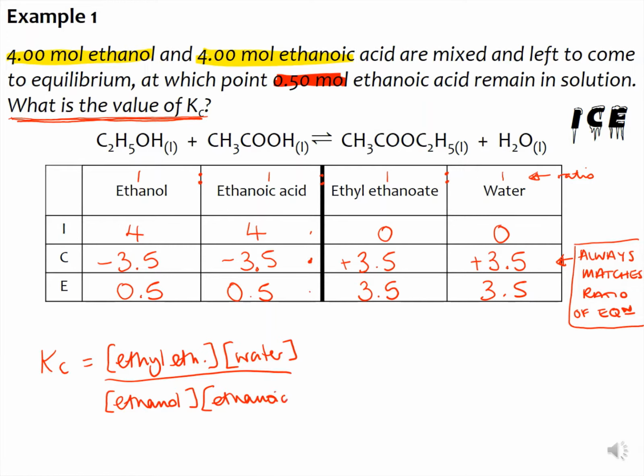I'm just going to put ethanoic there. Ooh, and I just did the wrong thing there. Remember, you have to use square brackets, not round brackets. So they can be a little bit wobbly, but they must be square.